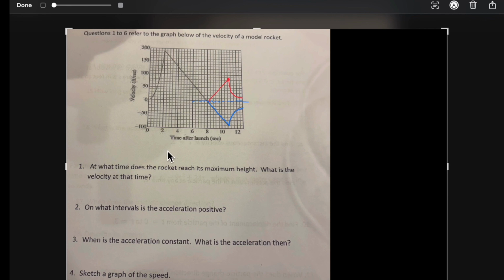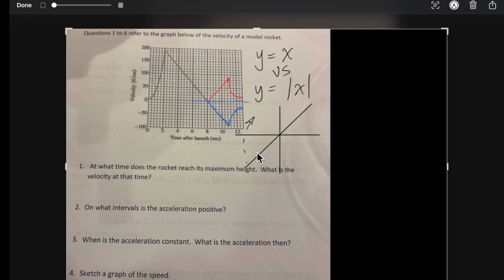Folks, it's very similar to what we do when we graph y equals x versus y equals the absolute value of x. Recall, the graph of y equals x looks like this. It's a very famous graph that goes at a 45 degree angle upwards right through the origin. However, when you get to the absolute value of x, you can't have any negative y values. That always has to be positive. So what do we do? We reflect that over the x-axis, and you get your very famous V graph for the absolute value function.